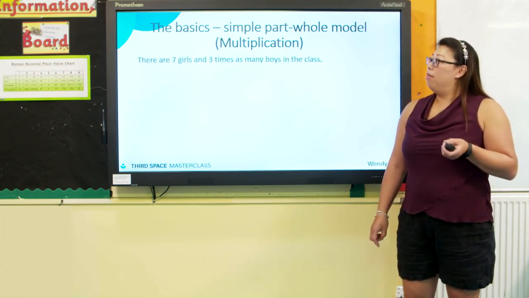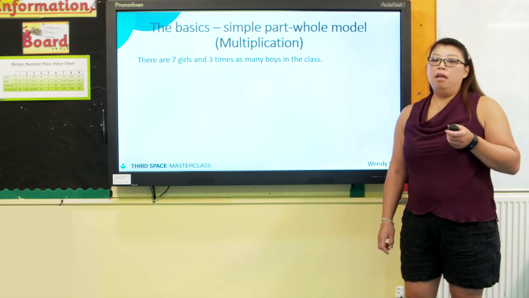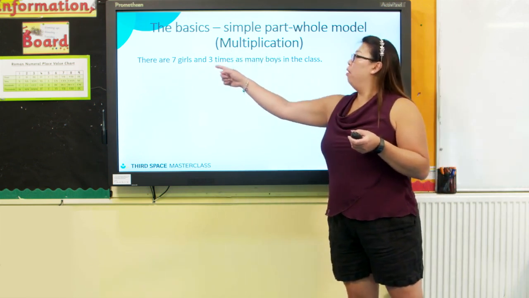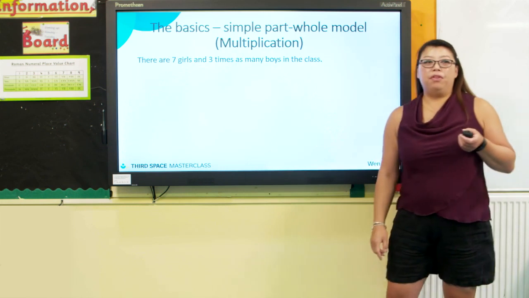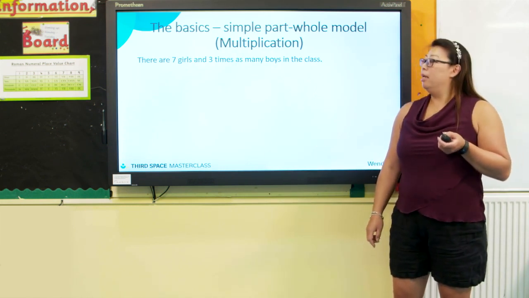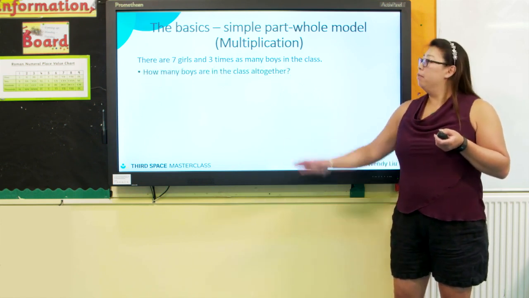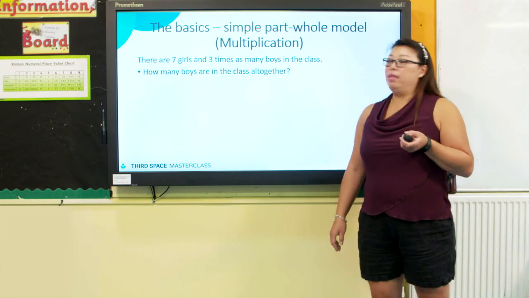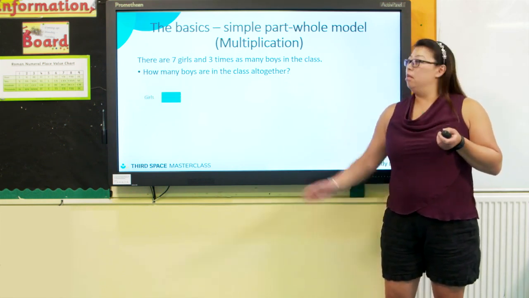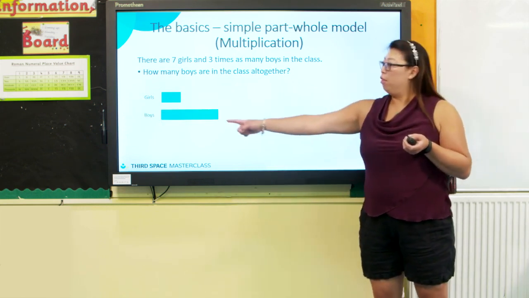So there are 7 girls and 3 times as many boys in the class. Very often I find that just this part of the question may confuse children somewhat. 3 times as many, well, what does that look like? Some children might ask. So we can simply model it. So what we're trying to find is how many boys are there in the class altogether? So we model girls, 1 part, 3 times as many boys, so 3 parts.